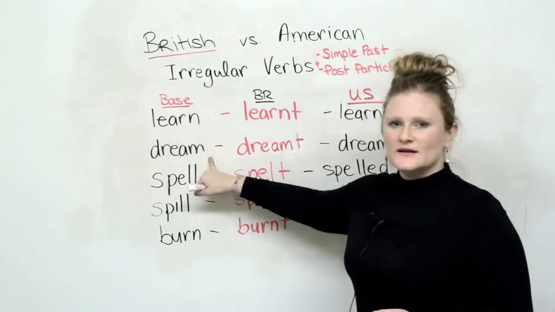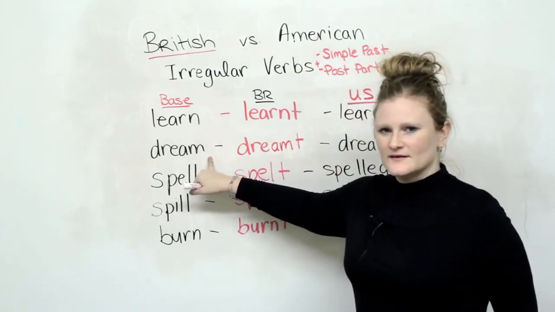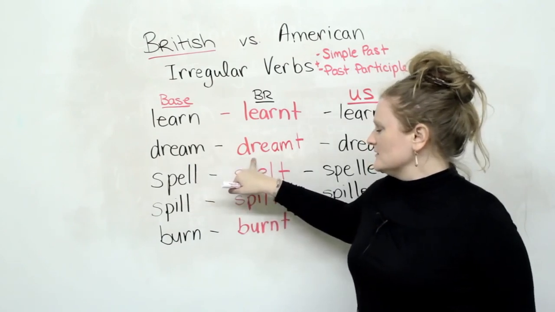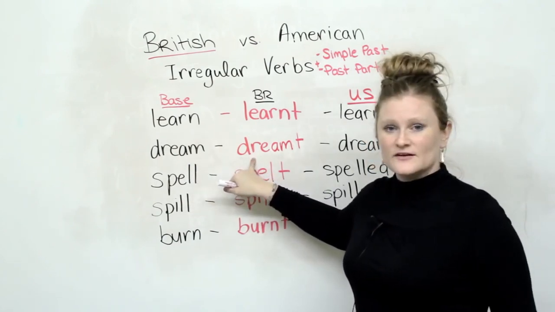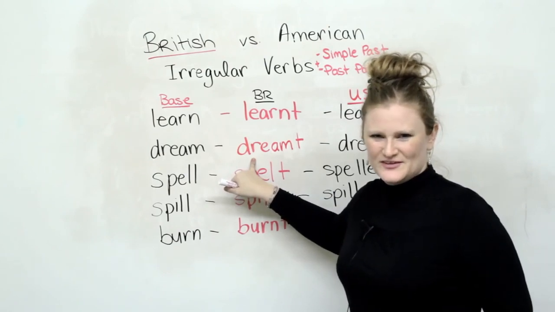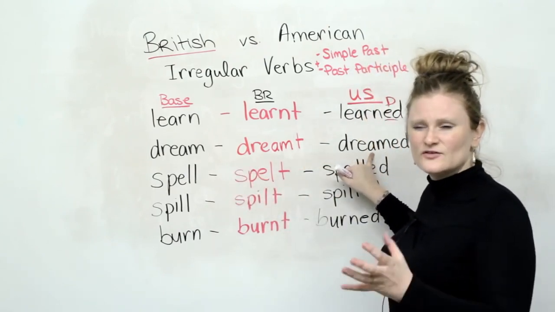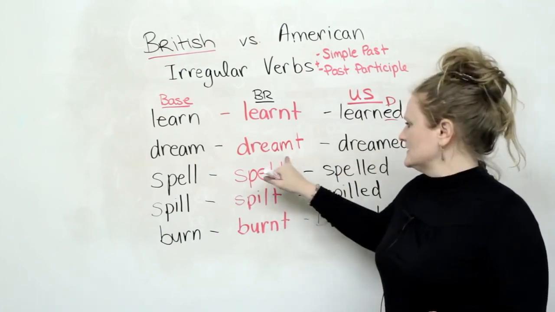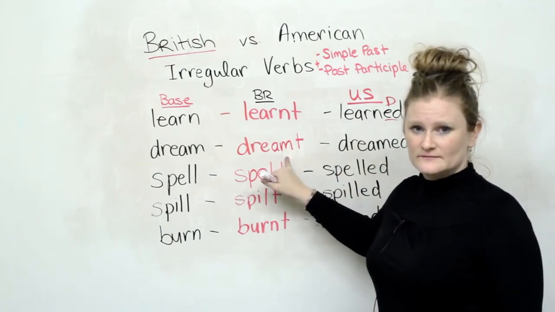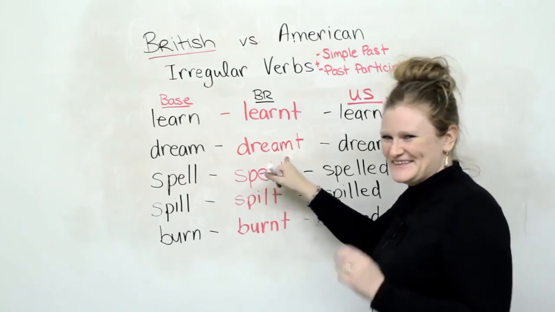The next one is dream, one of my favorite things. In Britain, or British English, they say dreamt. Shakespeare uses this a lot. And in American English, they would say dreamed. I dreamed about you last night. I dreamt about you last night. I didn't, though. I'm lying.